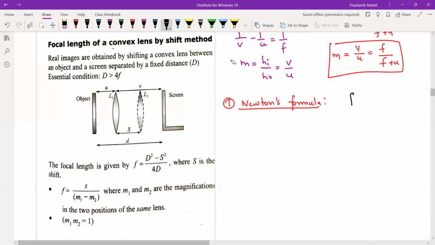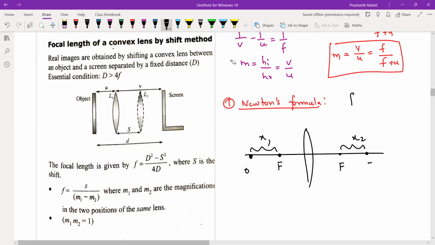For example, if you take a lens, what are the things you have? It has a focus on one side, and a focus on the other side. If you take the object here, instead of measuring the distance from the optical center, he measured the distance from the focus. And the image which is formed here, again he measured the distance from the focus only on this side. So object and image distances he measured from the focus only. And when he measured, he got that the focal length is equal to the square root of x1 x2.